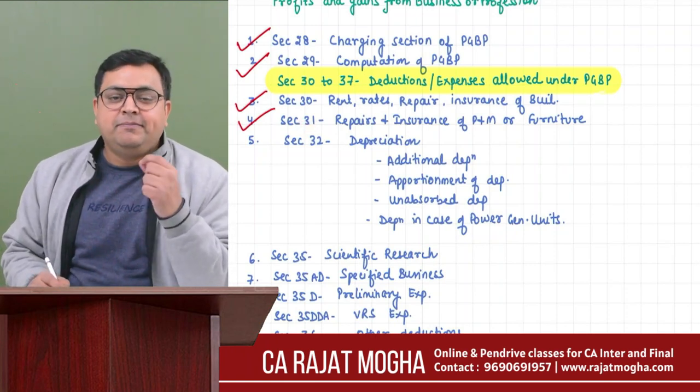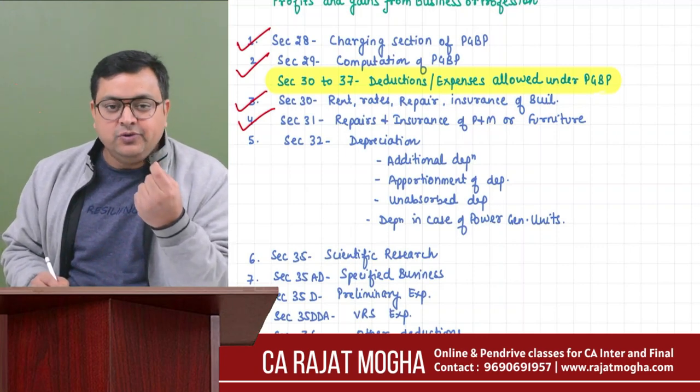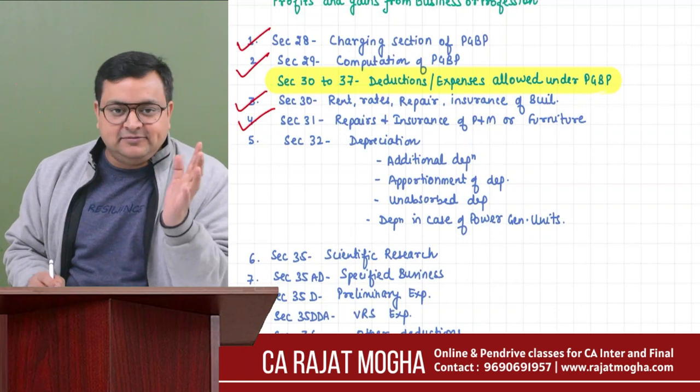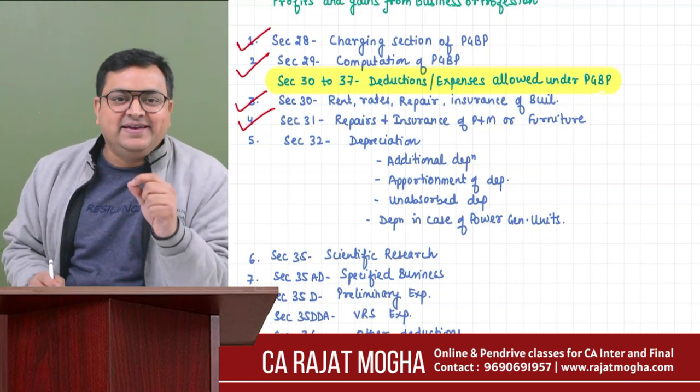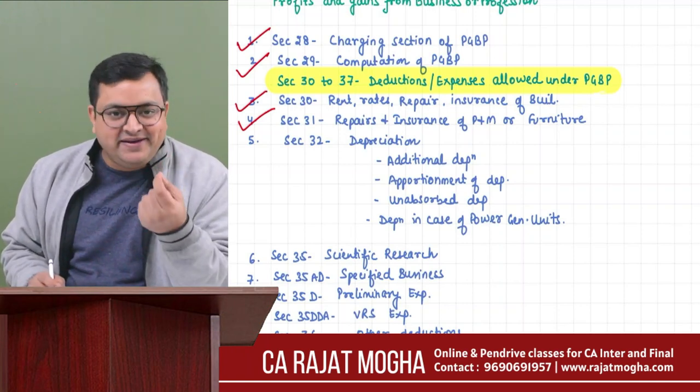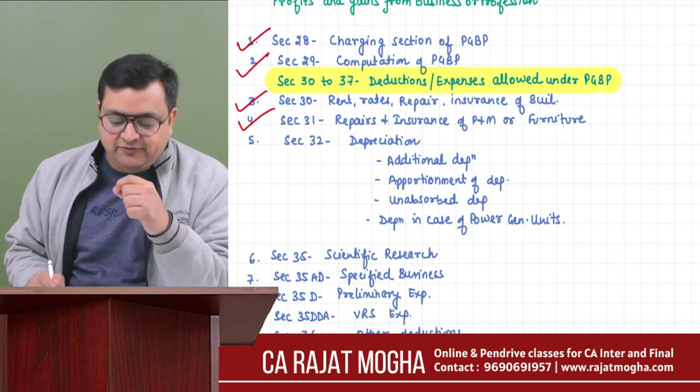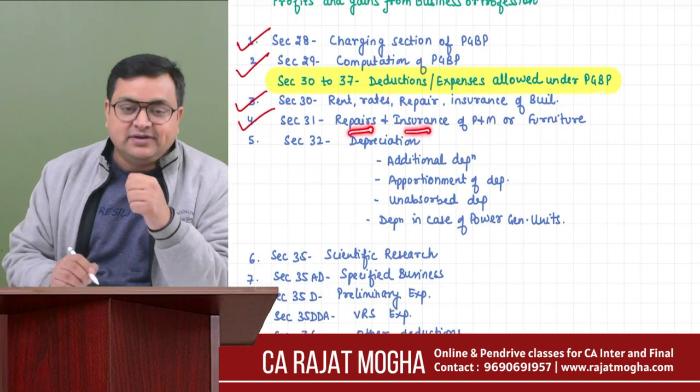Section 31 deals with any expense related to your plant and machinery or furniture. But sorry, I said any expense. No, it is specifically repairs of plant and machinery or furniture, or insurance of plant and machinery and furniture. Repairs and insurance.